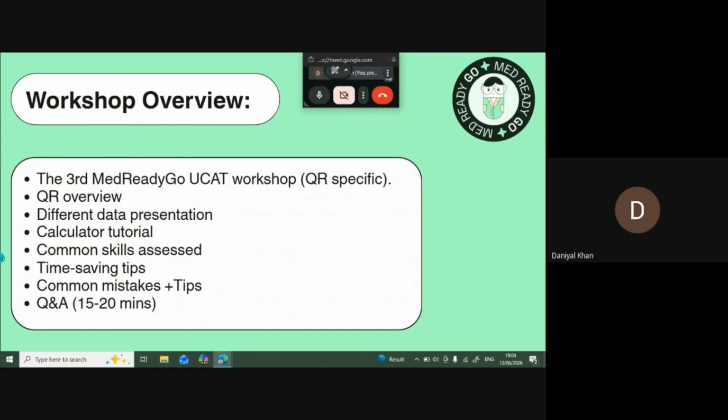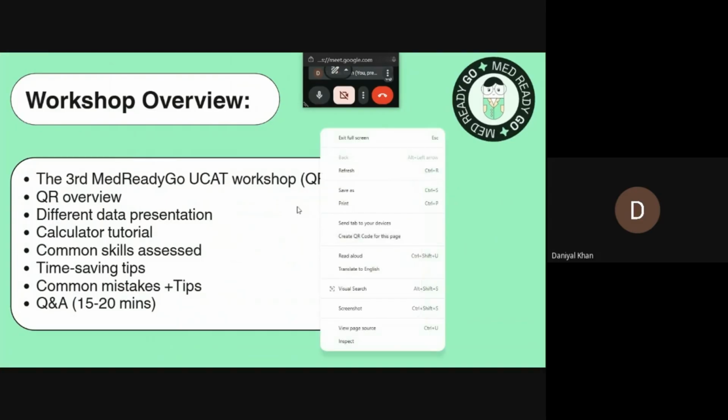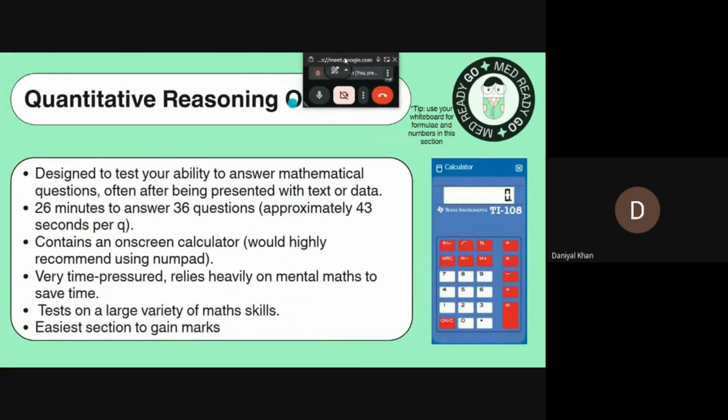That being said, if you do have any questions during the actual workshop, feel free to ask it in the chat and I'll try to answer it. Okay. So the quick little overview.